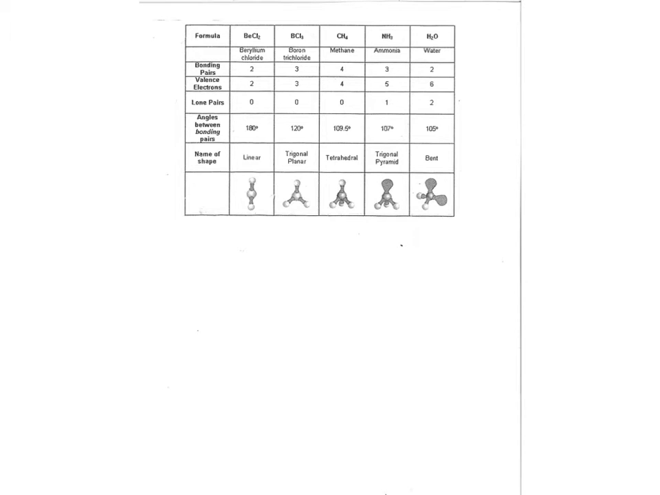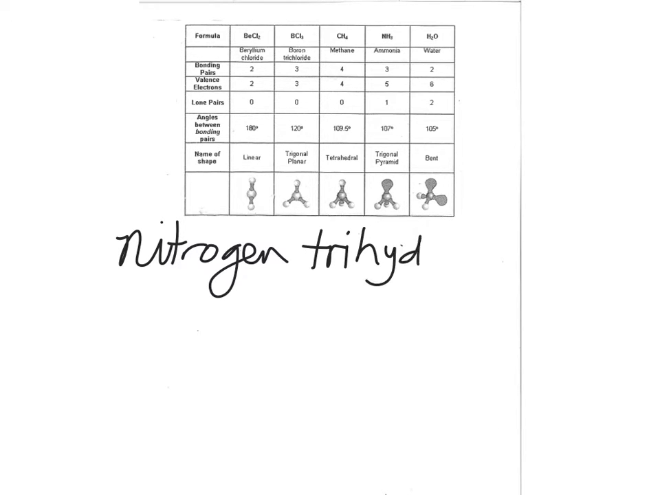Write the chemical formula for nitrogen trihydride. Next, determine the shape of nitrogen trihydride by first putting the element with the least amount of subscripts in the center, which would be nitrogen.